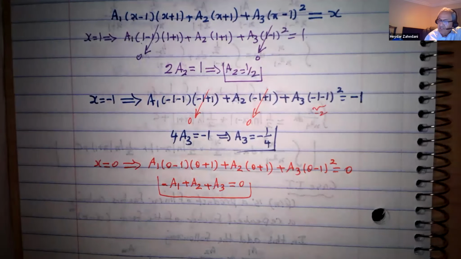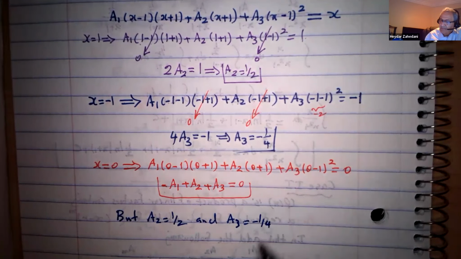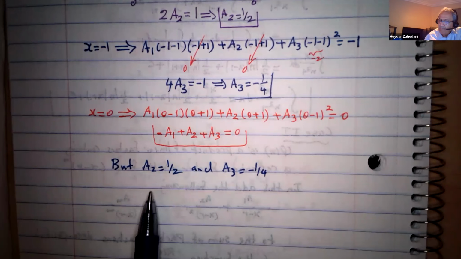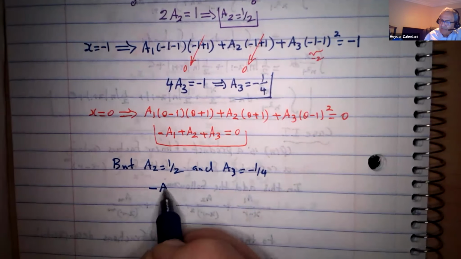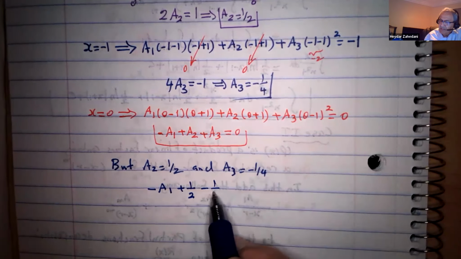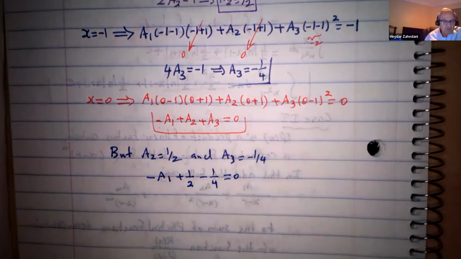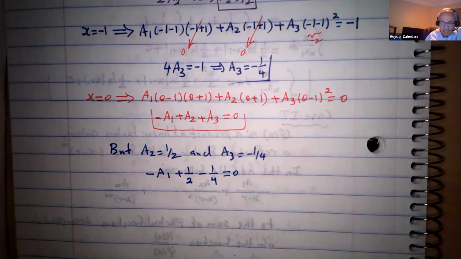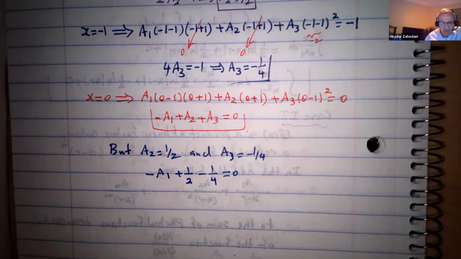But we already got the a2 and the a3. So we can substitute: I have the a2, which is a half, and I have the a3, which is -1/4. So I substitute here. So -a1 is the missing one, plus a2 which is half, plus a3 which is -1/4, equal to 0. So solve for your a1.